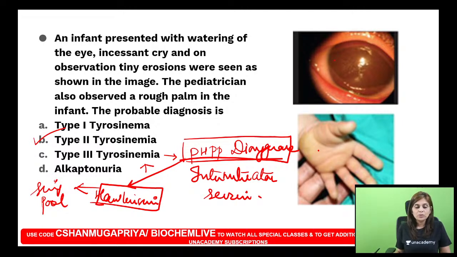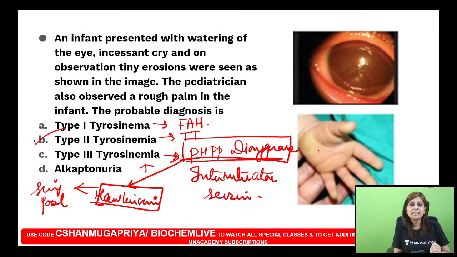Okay. So tell me just the names. Type 1 tyrosinemia is caused by an enzyme defect, which is fumarate acetoacetate hydrolase. Type 2 tyrosinemia is tyrosine transaminase defect. Type 3 tyrosinemia is caused by a defect of para-hydroxyphenyl pyruvate dioxygenase. Hyperactivity of that enzyme causes Hawkinsinuria.